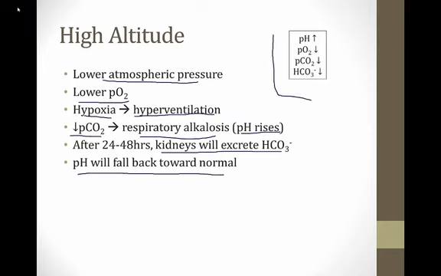So up here on the right side of the screen, I've summarized the findings you would see in a person living at high altitude. They would have a high pH, they would have a low PO2, they would have a low PCO2, and they would have a low bicarb. And all these are normal responses of the body to the hyperventilation that's caused by low PO2 and low atmospheric pressure.